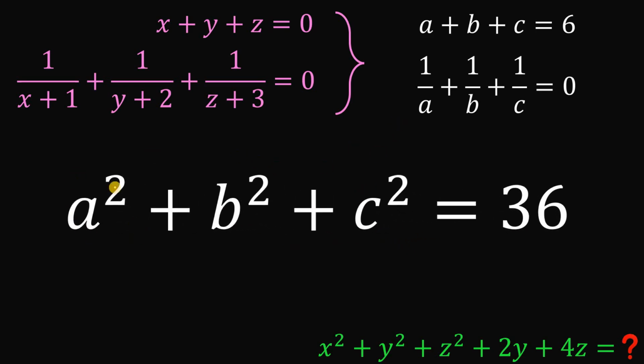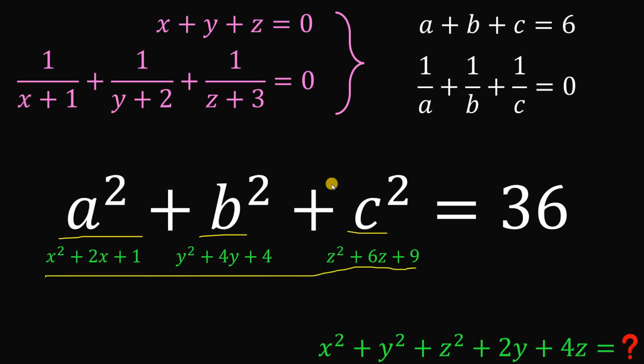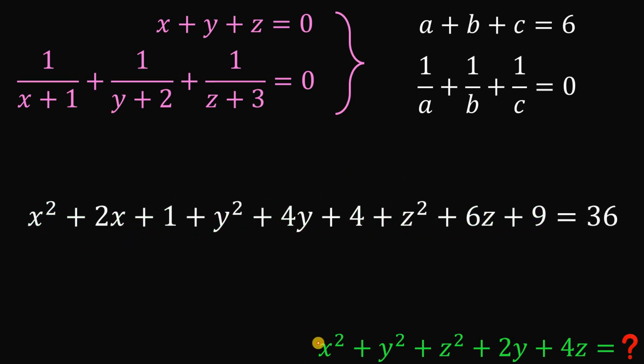Now, we know that a is x plus 1. So if we square x plus 1, we get x squared plus 2x plus 1. And b is y plus 2. If we square this, we have y squared plus 4y plus 4. And c is z plus 3. So if we square this, we get z squared plus 6z plus 9. So we can replace a squared plus b squared plus c squared with those equivalents. Because technically speaking, we want this numerical value. We don't want a, b, and c. We want x squared plus y squared plus z squared.